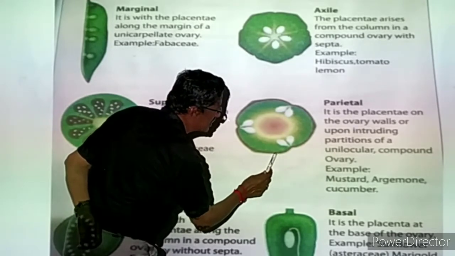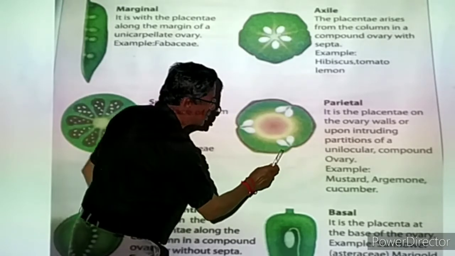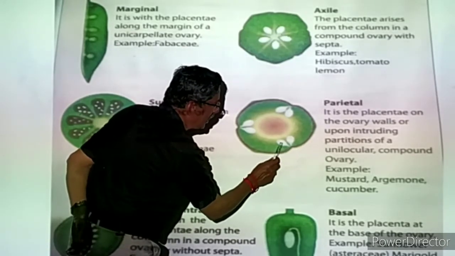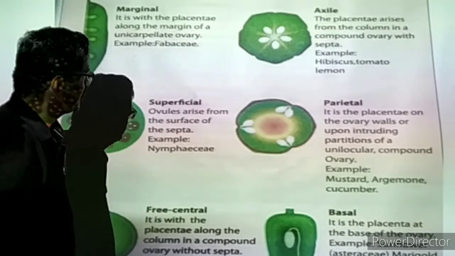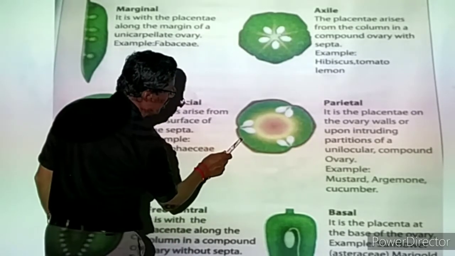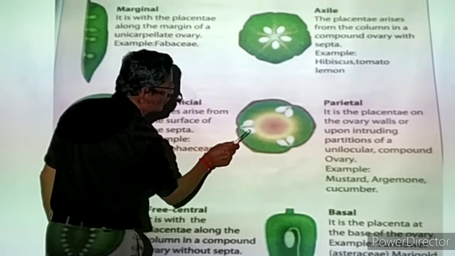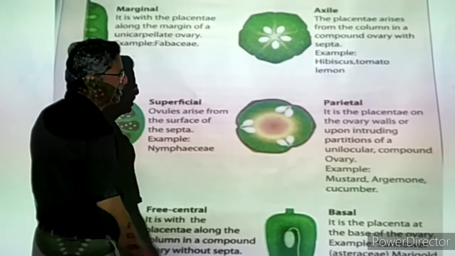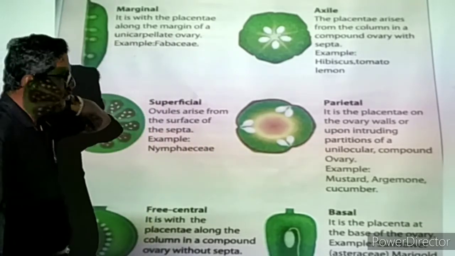This is the margin of the next carpel. So the two margins are coming and touching, and there a pair of placentae and a pair of ovules will be there. Similarly, the margins of this carpel are fusing, and there one pair of ovules will be present, like that here. So three pairs, a fixed number, three pairs of ovules.